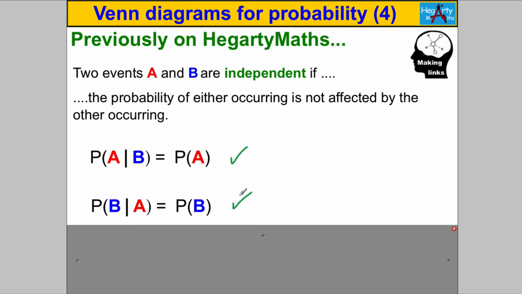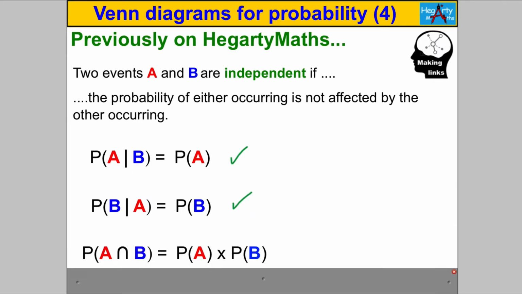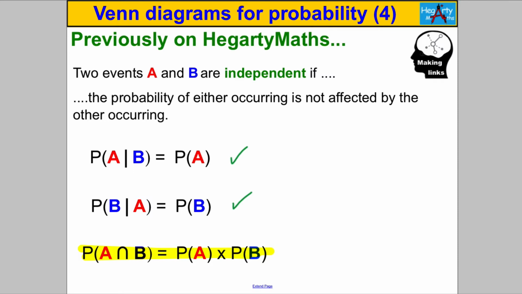An implication of that, a result we used many times about independent events: the probability of A and B occurring, if A and B are independent, is just the probability of A multiplied by the probability of B. And that is a key idea we're going to use throughout this particular skill. So let's get on and have a look at some Venn diagrams and answer some probability questions.